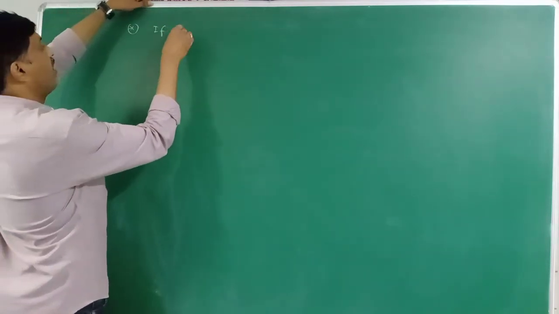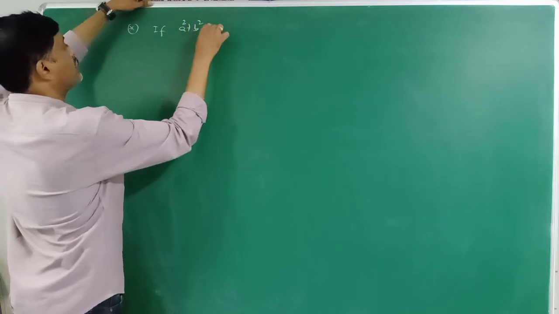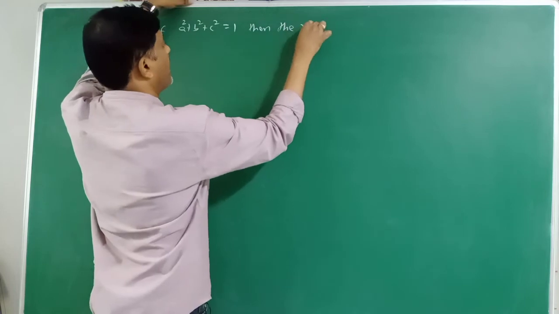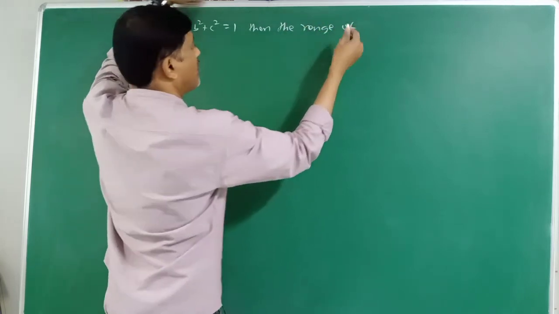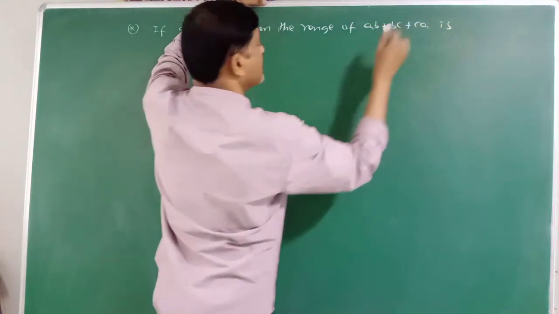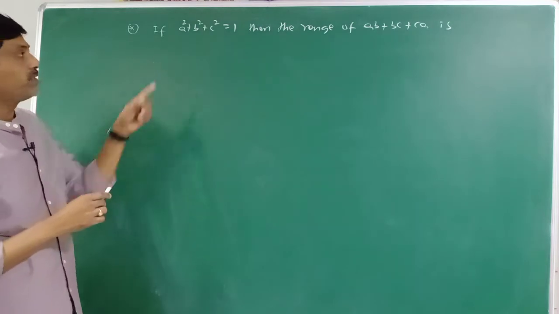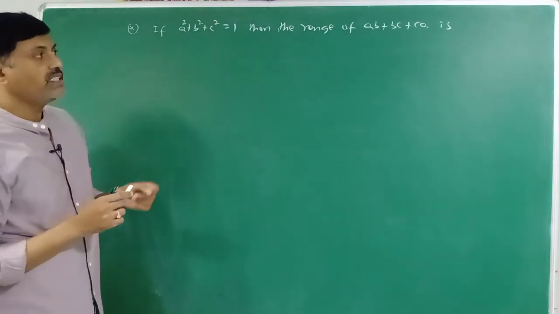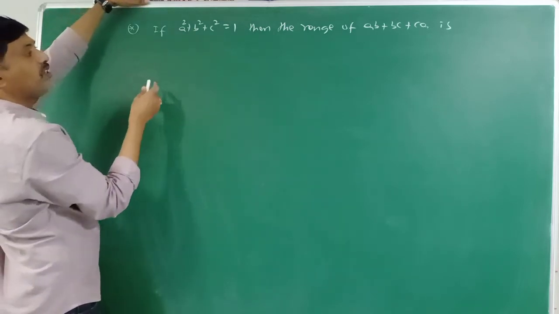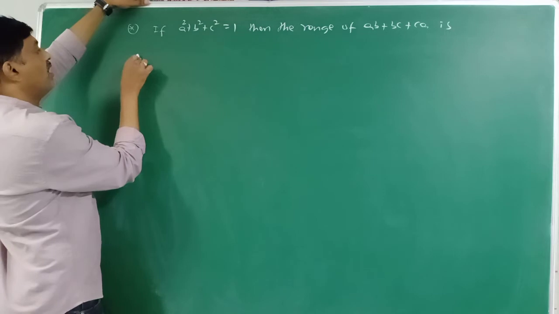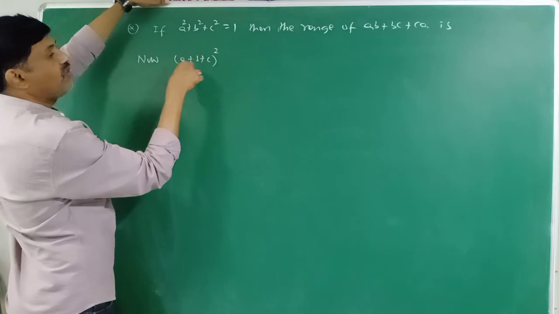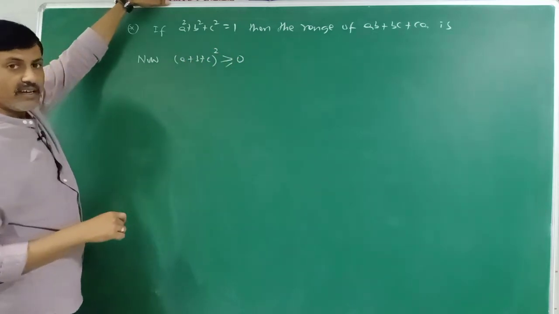If a² + b² + c² is equal to 1, then find the range of ab + bc + ca. He gave a² + b² + c² equal to 1, and we have to find the range of ab + bc + ca. Now take (a + b + c)². It is always a perfect square, so it must be greater than or equal to 0.